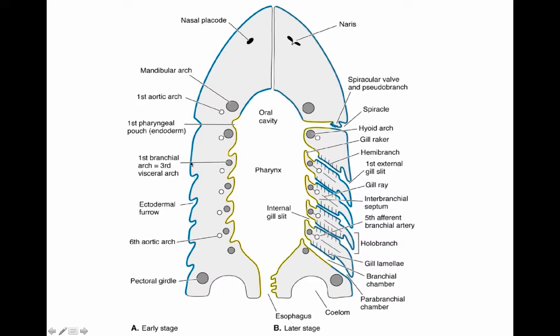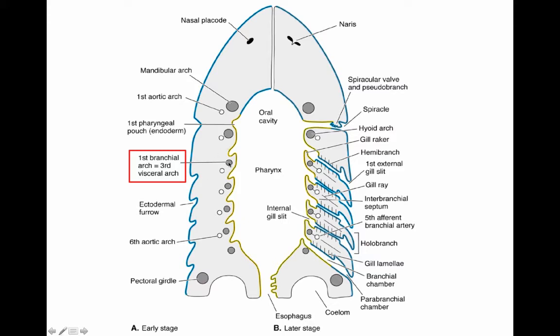So the blue, remember, is the ectoderm, the yellow is endoderm, and they're going to sort of grow inward toward each other until these in-pouchings meet and form a complete slit from the pharynx all the way out to the external environment. Remember that in gnathostomes, the first two arches numerically become the jaw for the first one and the hyoid for the second.